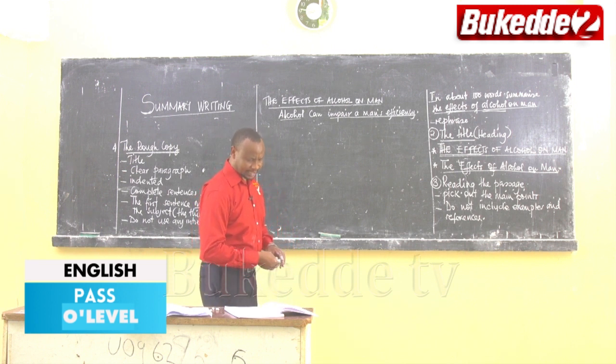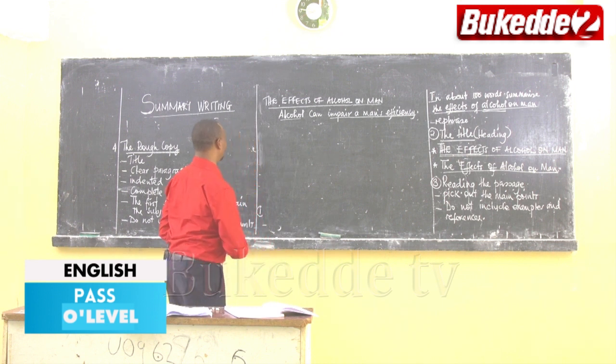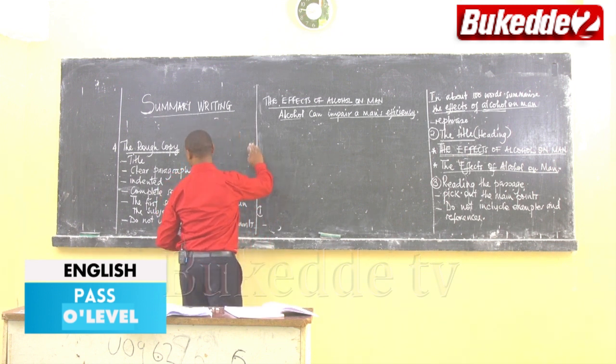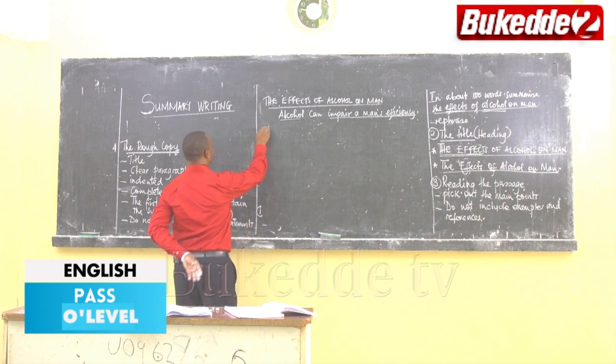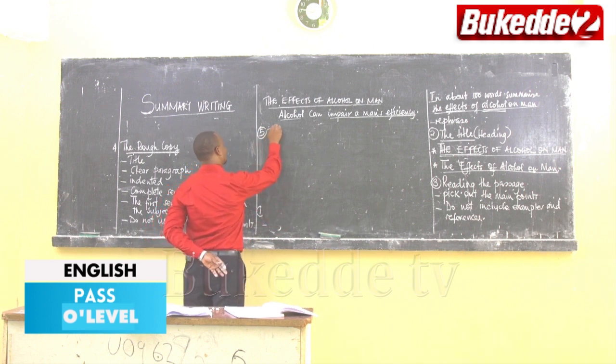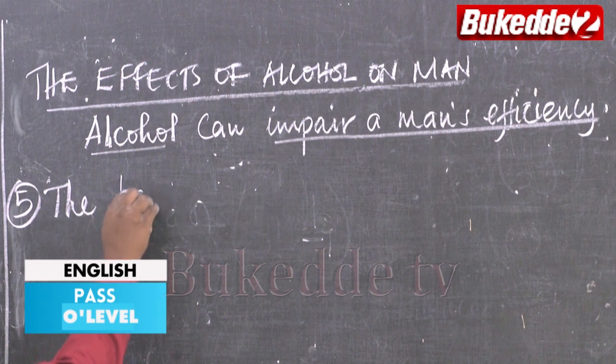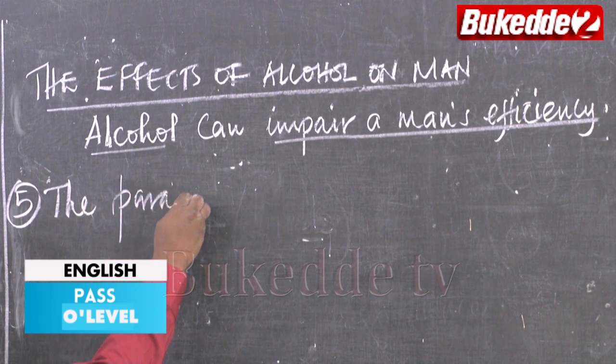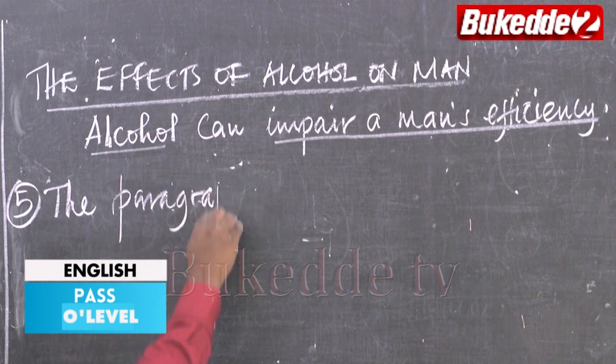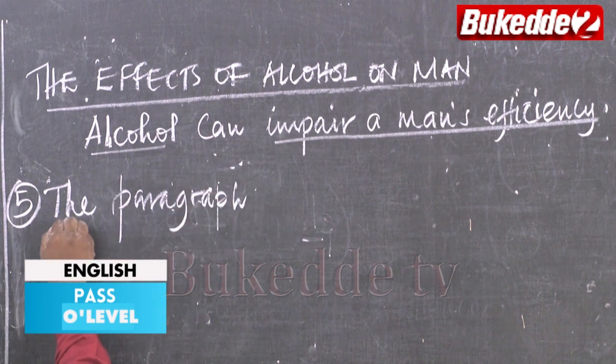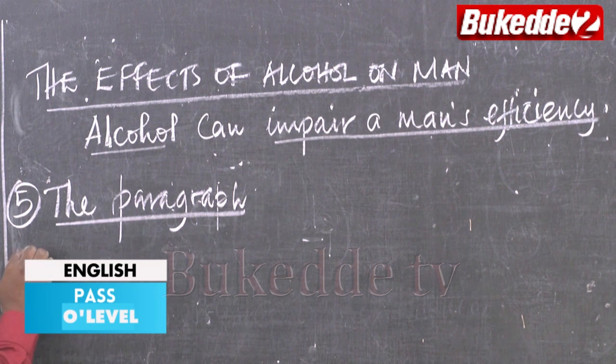Let's look at the second aspect. How do we build our paragraph? The fifth aspect now. The paragraph. We've just talked about the paragraph in passing, but now we want to look at the paragraph in detail. What do we look for in a paragraph? It must be indented.